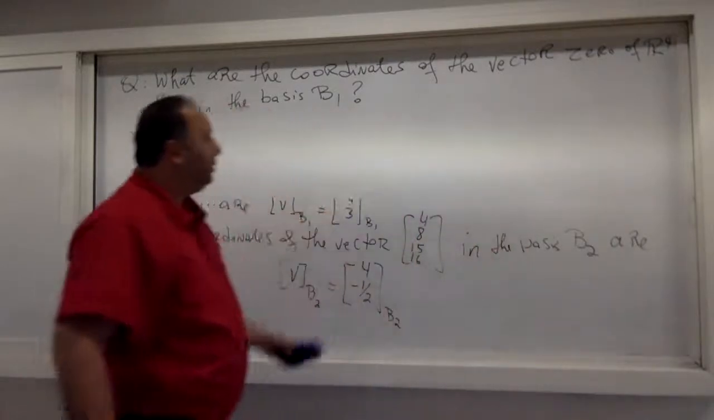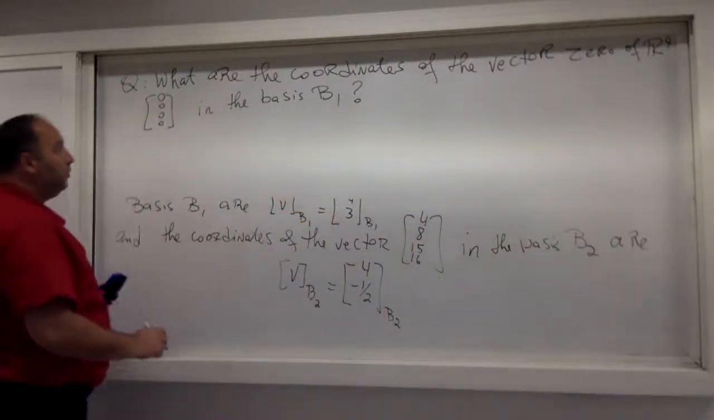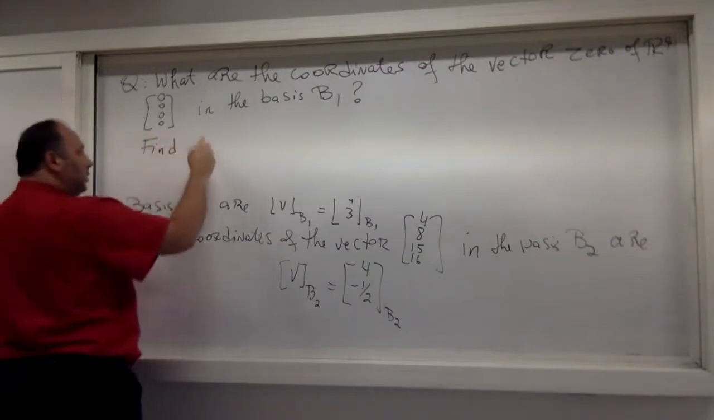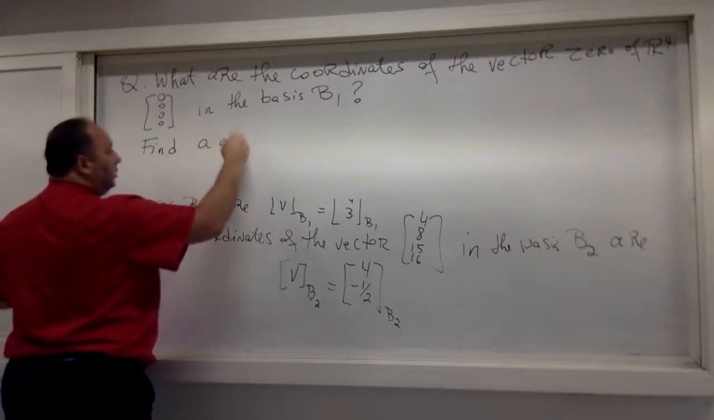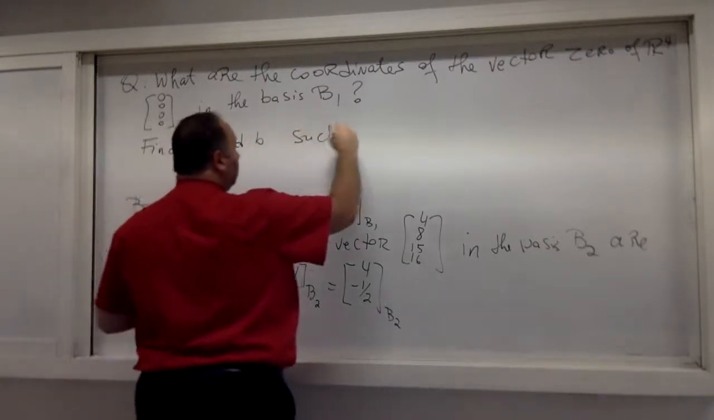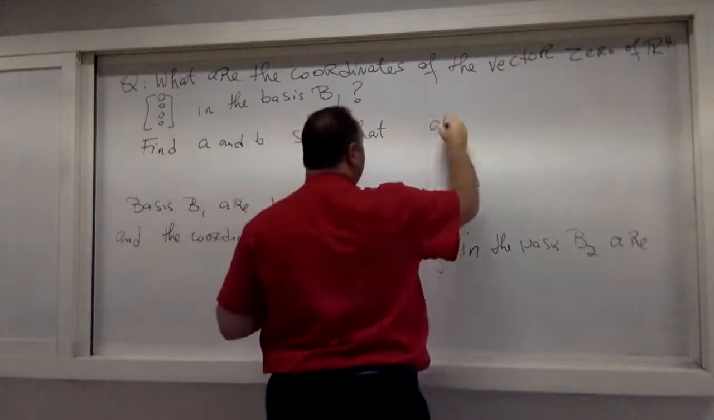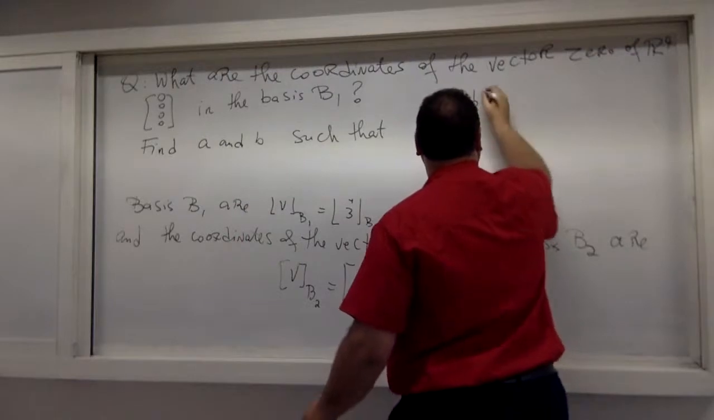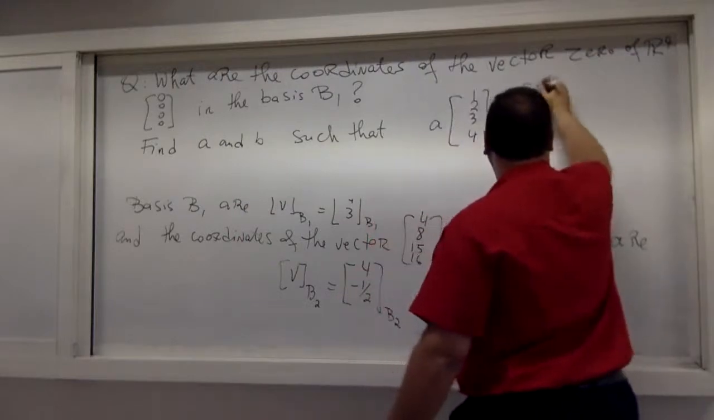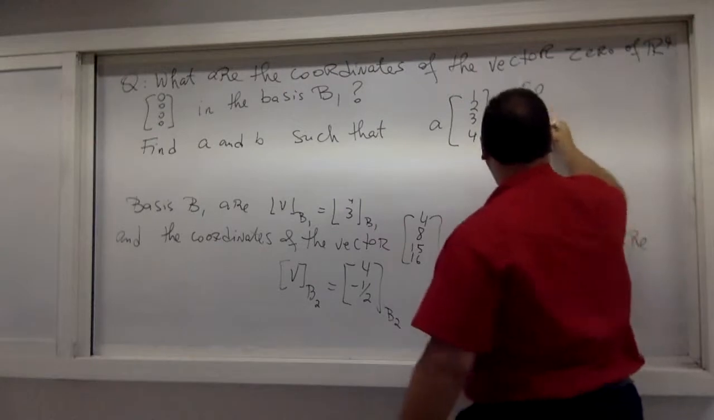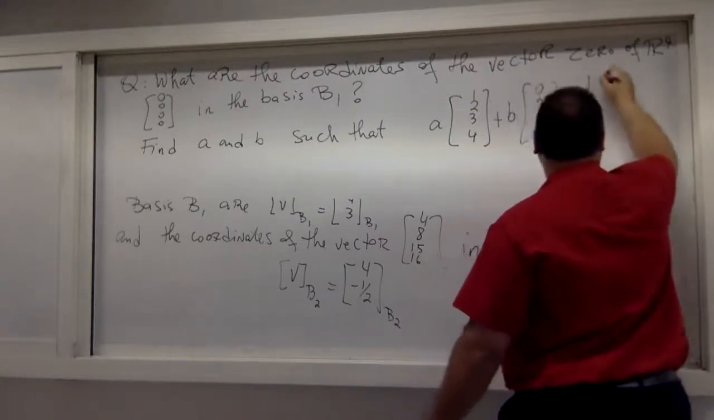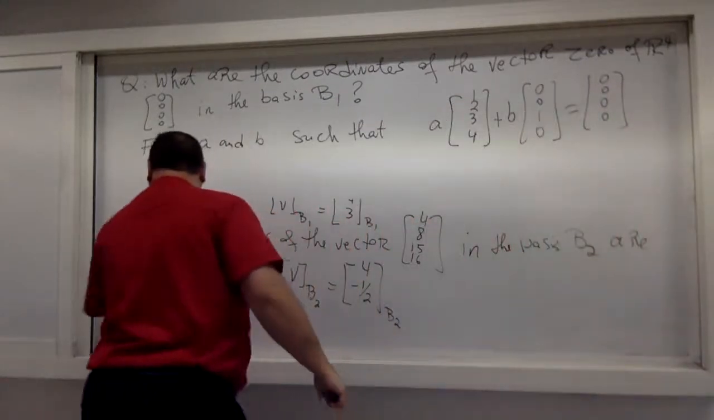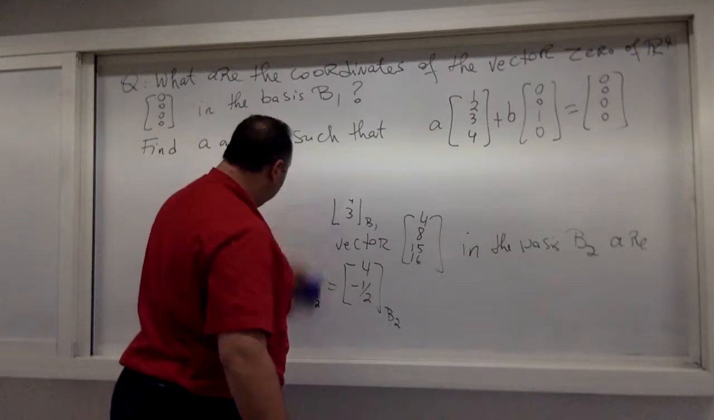So how do I find this? What do I need to solve? Well, I need to find a and b such that... so I need to solve a simple system. So what are the basis vectors? 0, 0, 1, 0. This is what I need to solve. Well, this is a homogeneous system. That's good news.